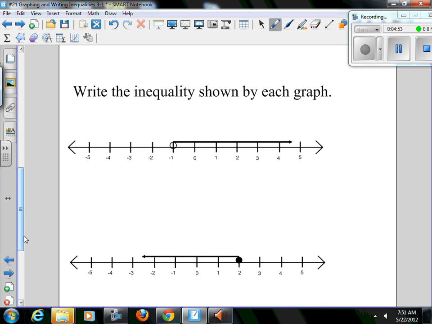Now on these problems, we want to write the inequalities shown by each graph. Well, we have an arrow going to the right, so we know we're going to have an arrow going to the right in our inequality. Let's use x on the left-hand side. And we have an open dot on -1, so we aren't going to put a line underneath it. We're just going to write x is greater than -1.